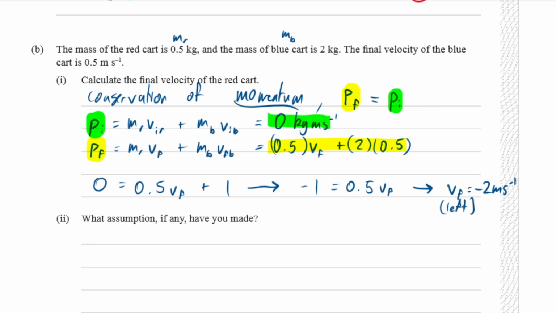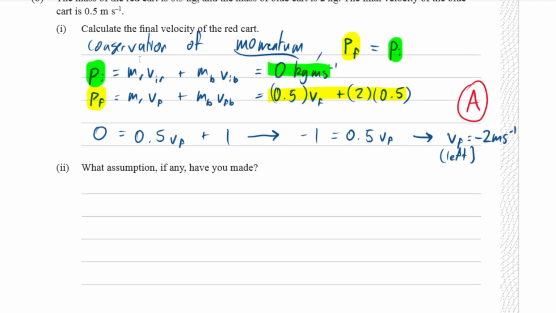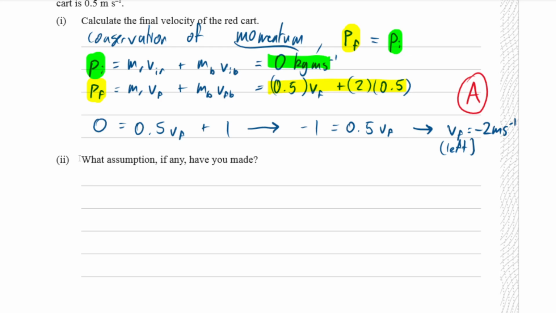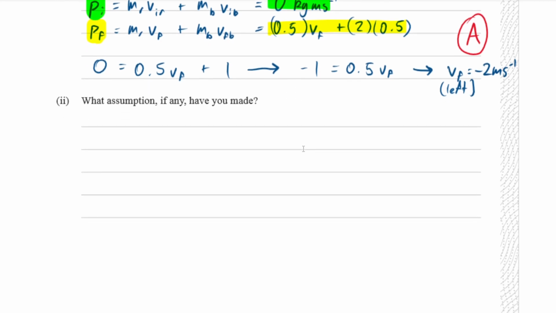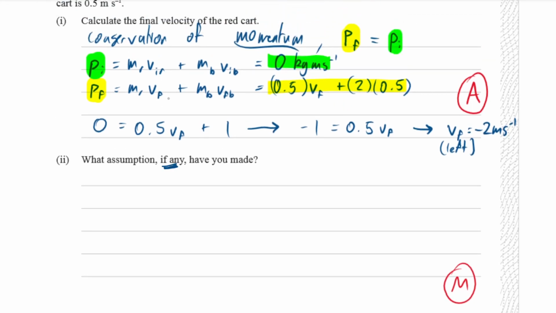Okay, and actually just doing this calculation alone is only achieved, but with part 2 we can get merit, right? So let's just put a merit here because I know we're going to get it. What assumption, if any? Good one, they're trying to trick you. Yeah, we make lots of assumptions in classical mechanics and physics. What assumption have we made?